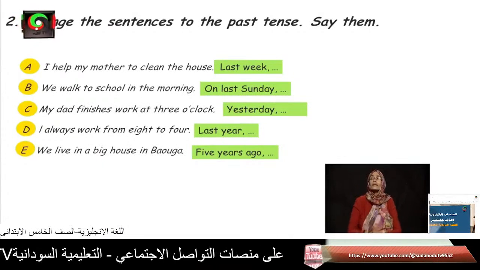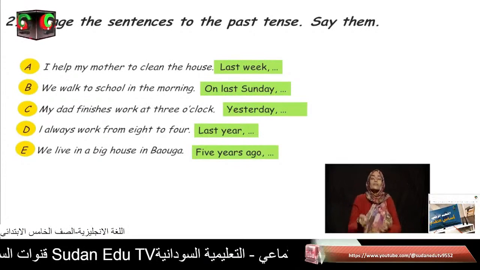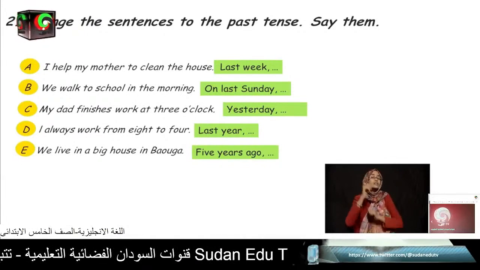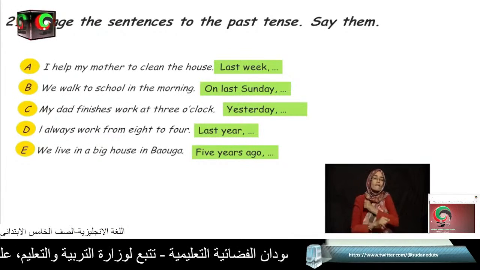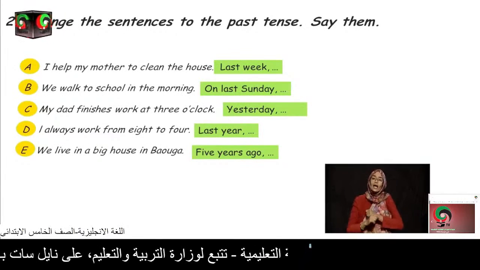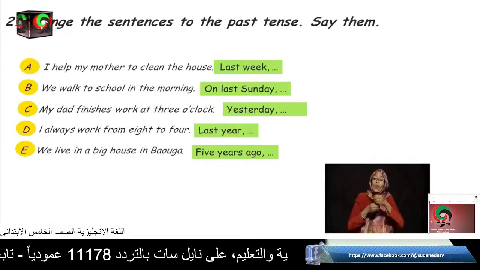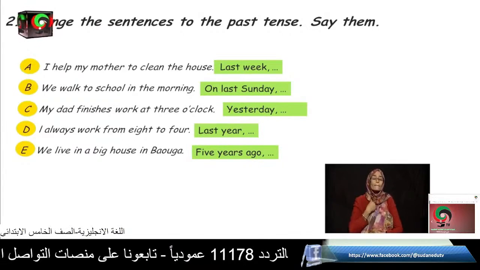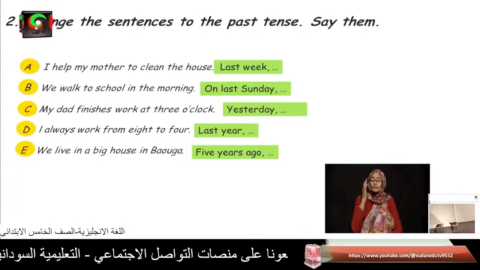If I want to make the sentence in the past form, we are going to start with the word last. Last week, that means this thing happened in the past and finished. That's why we are going to use the past form of the verb help. So it will be, last week I helped my mother to clean the house. Okay? So number 1 is done for you as an example.